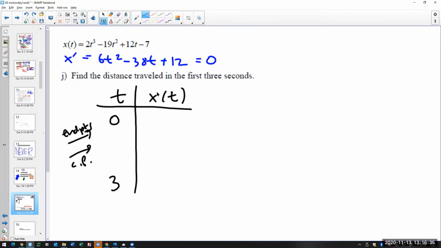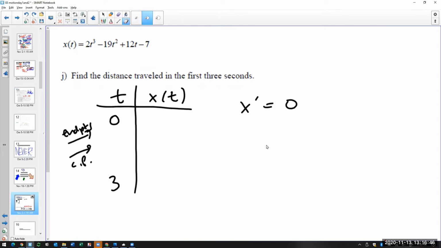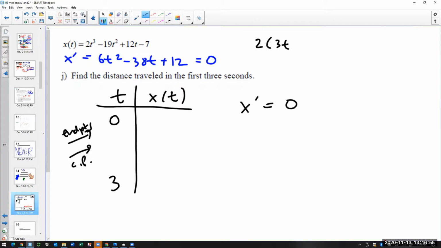So if this is X, what are you going to say? X prime equals 0. So where's your X prime equal to 0? Well, here's your X prime up here. Set this equal to 0 and solve for T. I'm going to pull out a 2. If I pull out a 2, I'll get 3T squared minus 19T plus 6 is equal to 0. Now factor this right side. So that's 3T minus 1, T minus 6 is equal to 0.